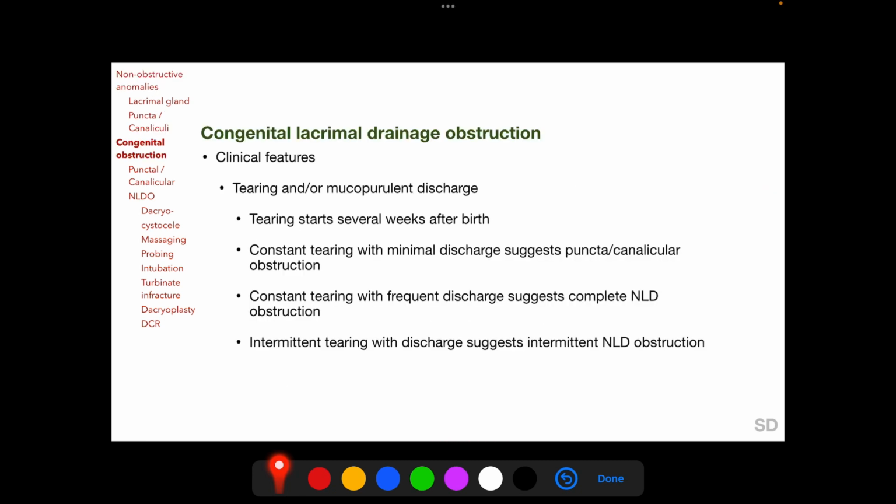Clinical features of congenital lacrimal drainage obstruction include tearing with or without mucopurulent discharge and swelling in the medial canthal area. Tearing usually starts several weeks after birth. If there is constant tearing with minimal discharge, it usually suggests a punctal or a canalicular obstruction. However, constant tearing with frequent discharge suggests complete NLD obstruction, and intermittent tearing with discharge suggests intermittent NLD obstruction.